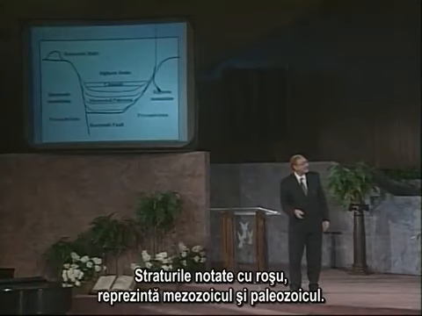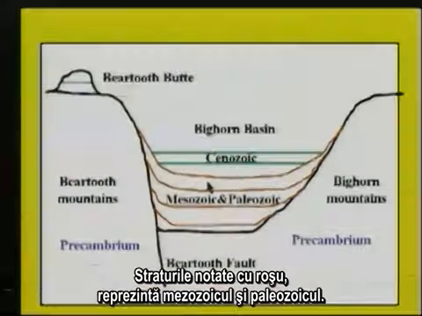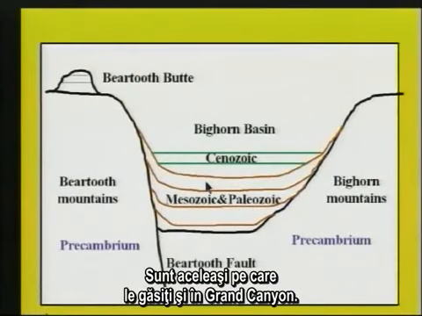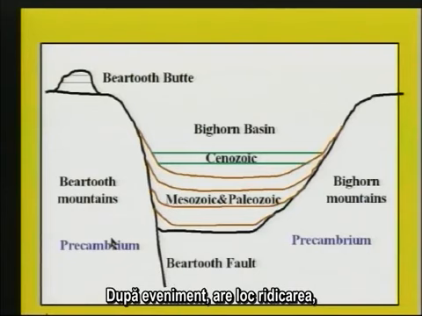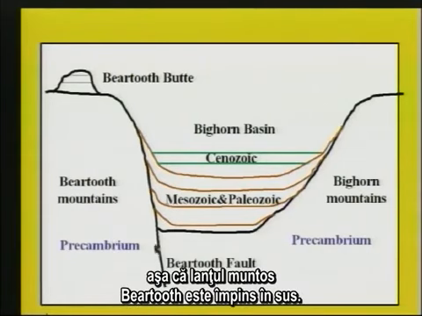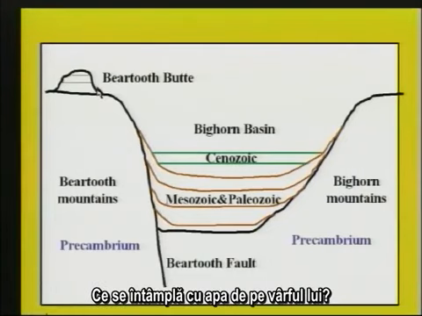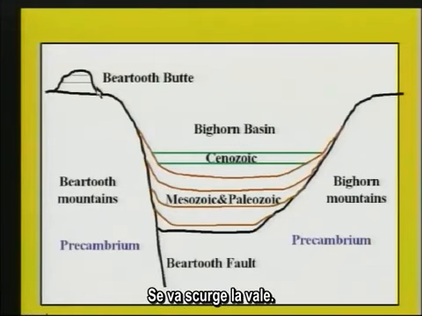These layers down here, which I've coded as red, are the Mesozoic and the Paleozoic layers. Those are the same ones you'd find in the Grand Canyon, for example. Here they are, and imagine that that is down at that level, and everything is flat, and they're covering the whole bit. Now, after the event, you have uplift. And so this Beartooth Mountain range gets lifted up. Up it goes. What happens to the water that's on top of it? It'll cascade down into the valley.